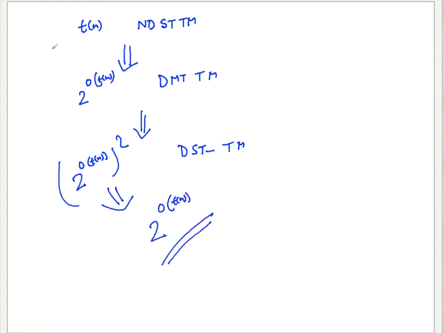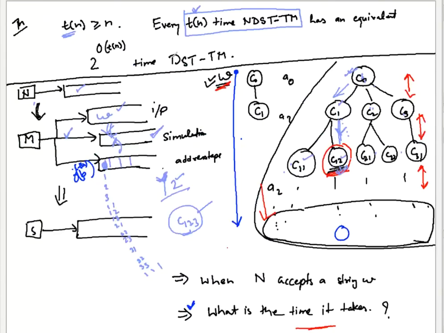So a Tn time non-deterministic single tape Turing machine is equivalent to a 2 to the power order of Tn time deterministic single tape Turing machine. And that is what we claimed here: that a Tn time non-deterministic single tape Turing machine has an equivalent 2 to the power order of Tn time deterministic single tape Turing machine. So that is the proof of the theorem.